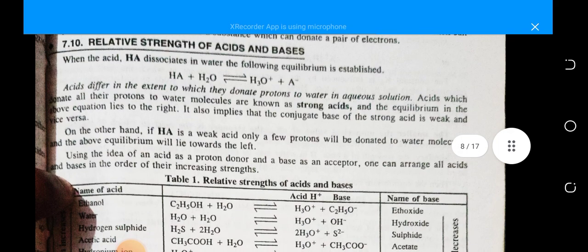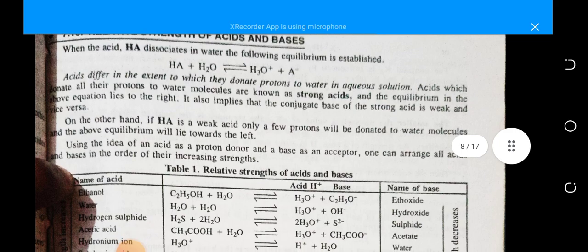Acids differ in the extent to which they donate protons to water. In aqueous solution, acids which donate all their protons to water molecules are known as strong acids, and the equilibrium in the above reaction lies to the right. It also implies that the conjugate base of a strong acid is weak and vice versa. On the other hand, if HA is a weak acid, only a few protons will be donated to water molecules, and the above equilibrium will lie toward the left.